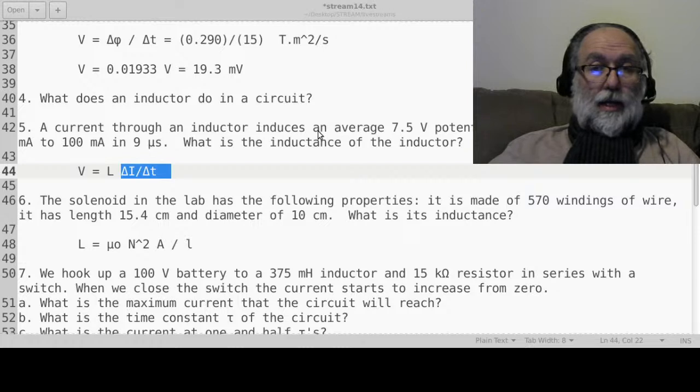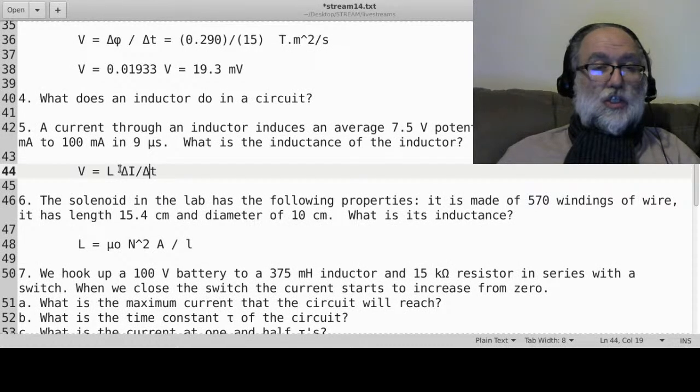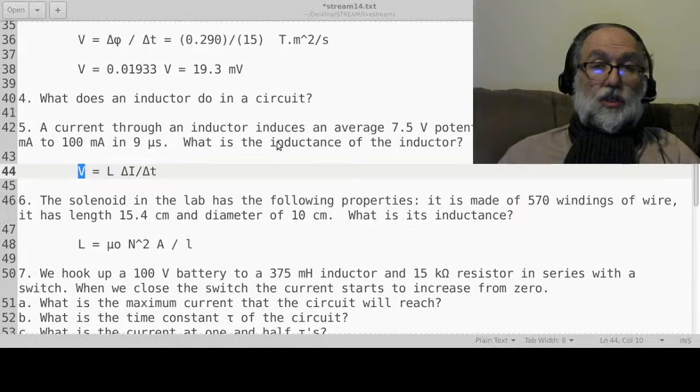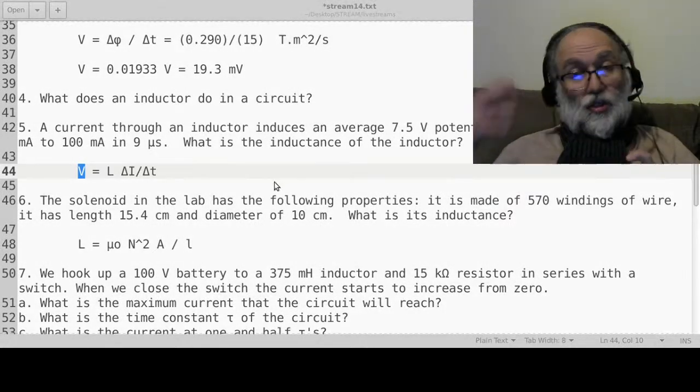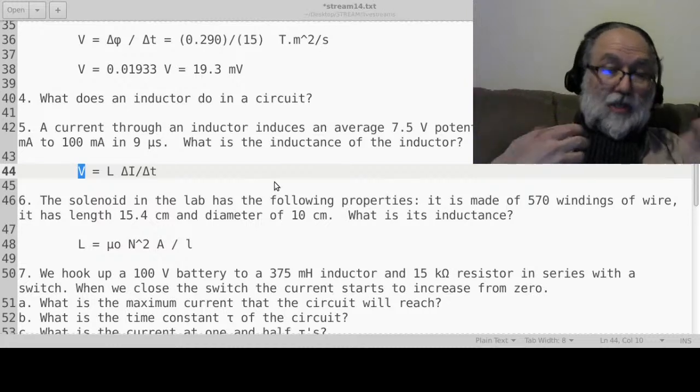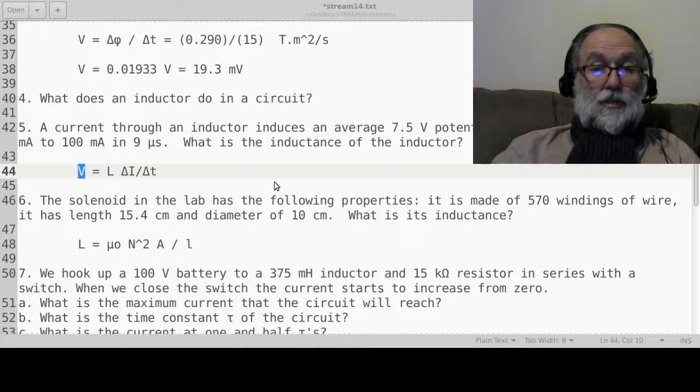The faster you try to change the current, the harder the inductor is going to try to resist that. L is the inductance there, and that rate of change in current is going to cost you some voltage. You're going to have to apply some voltage to get that change, and the inductor is the conversion between how quickly you want to change the current and how much potential you have to put on it to do that.